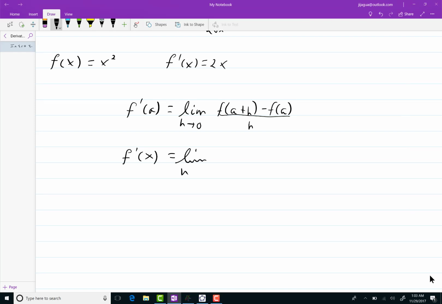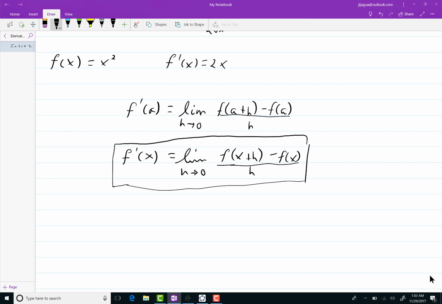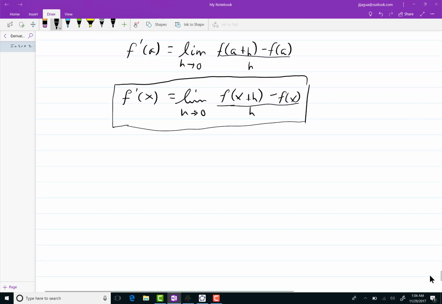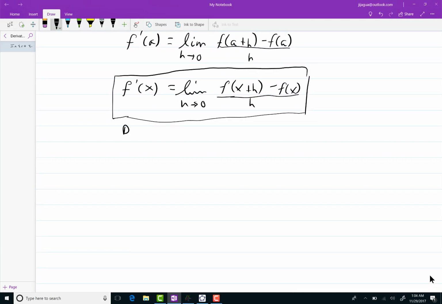You still have the limit as h goes to 0. Now it looks like f of x plus h minus f of x over h. This one right here is the biggest one probably. This is the one we'll probably use most often. It has a lot of desirable algebraic traits that are very useful. So we'll call this the derivative function.